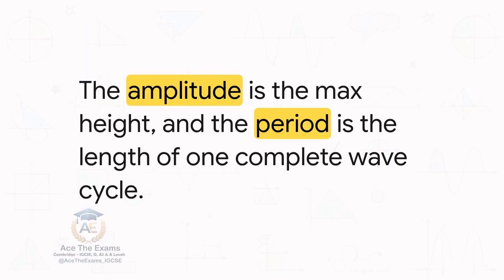Second is the period, which is the horizontal interval it takes for one complete oscillation before the wave starts repeating itself. For sine and cosine, that period is 360 degrees or 2 pi radians. For tangent, it's a bit tighter at 180 degrees.